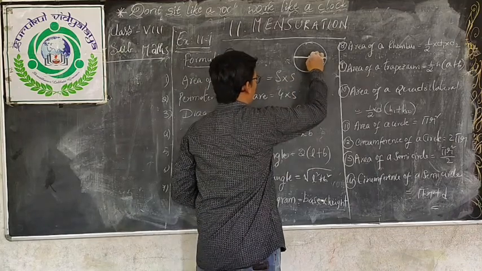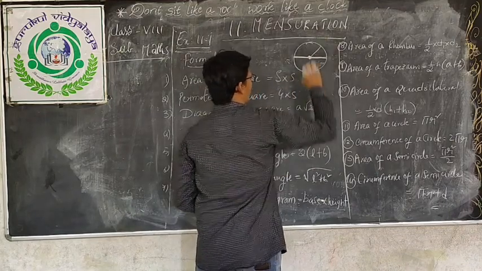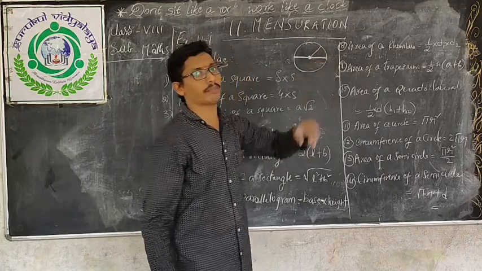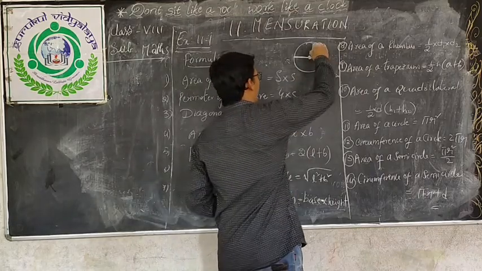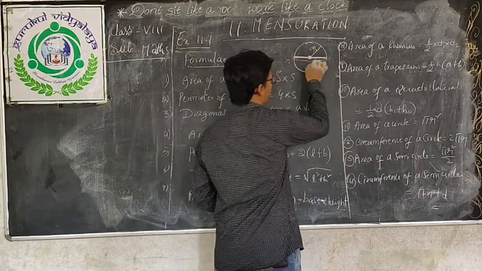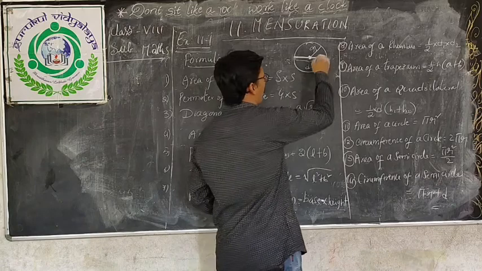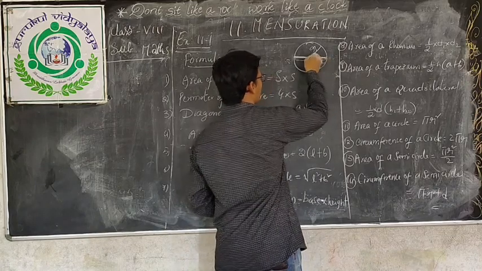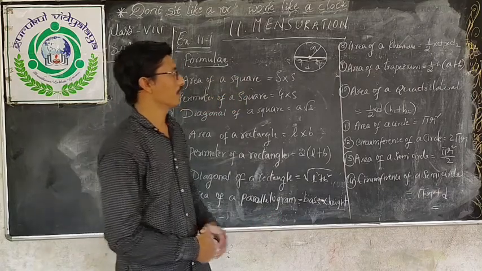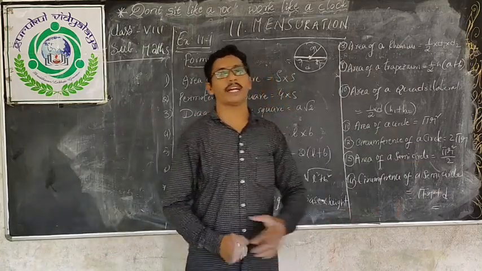Suppose a line joins from the center of the circle to the end surface of the circle. That is called a radius. This is called radius. So this total part we consider as a diameter. Up to here, this is also radius. From the point to this one, that is also radius. So area of the circle is equal to pi r square.